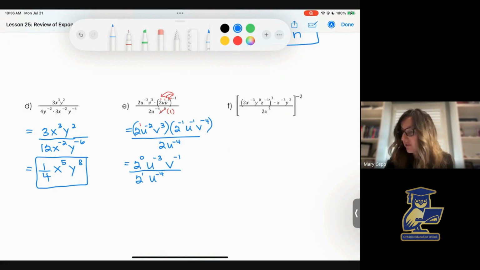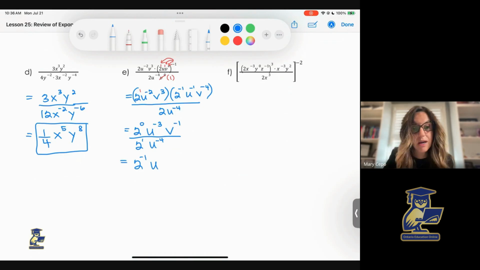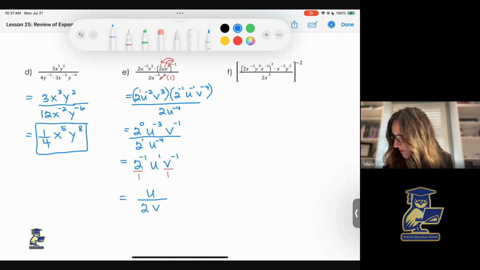Okay, when you divide powers with the same base, you subtract their exponents. So this becomes 2 to the exponent of 0 minus 1, which is negative 1, u to the exponent of negative 3 minus negative 4. So watch your integers. That becomes plus 4, which is 1, and then v to the power of negative 1. Now, we always want to express our final power with positive exponents, so we can take the reciprocal of both. So this final expression will be u over 2 to the power of 1 and v to the power of 1.